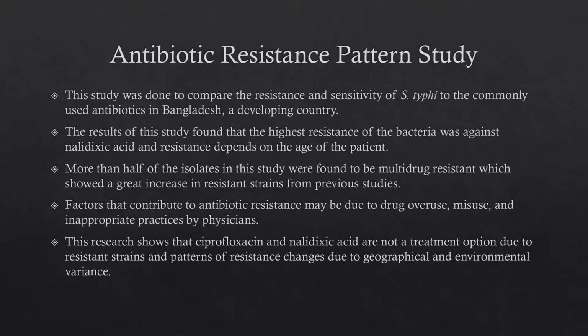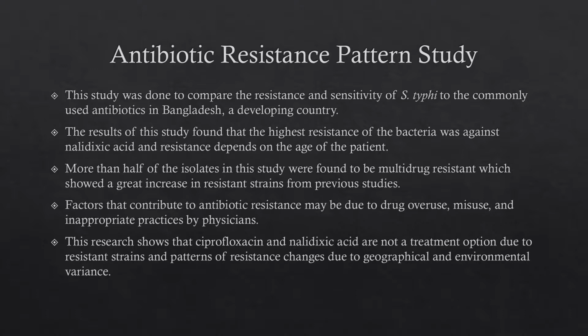The results of this study showed that the highest resistance was against nalidixic acid, and resistance depends on the age of a patient. The rate of resistance was the highest in adults 30 to 40 years, but there were also samples from children that had resistant strains that were resistant to all antibiotics.